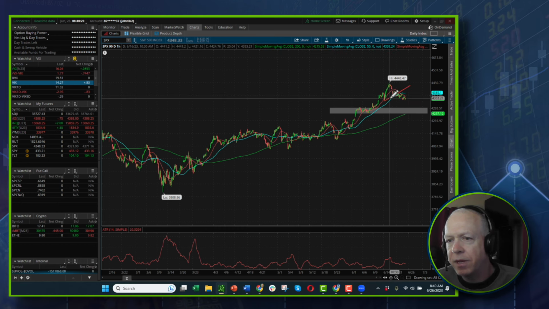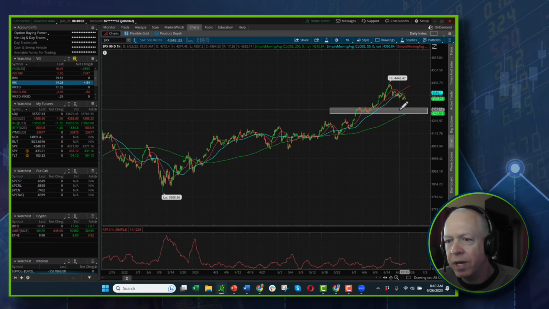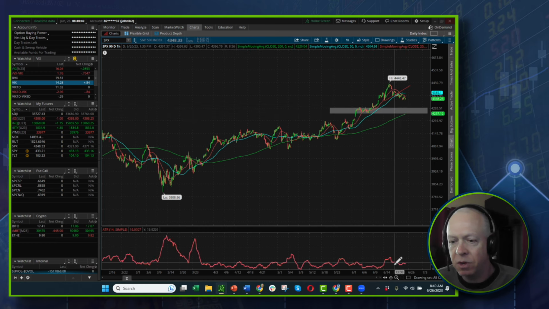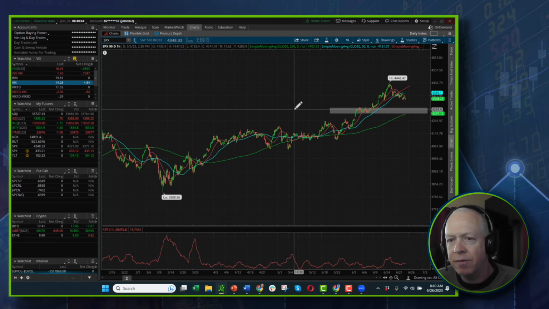If we measure from here to here, 43.50 to 44.50, that's about 100 points. If I take 100 points off 43.78, that's about 42.80. That puts us right in the center of this zone. So you can see what we want to see is a lot of evidence lining up.